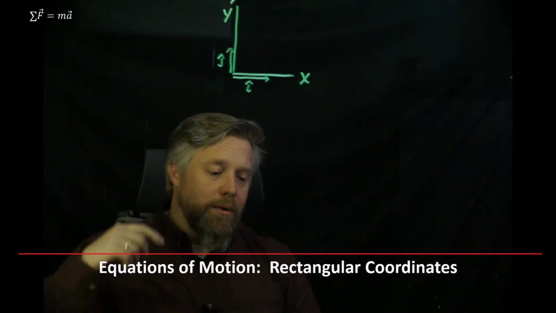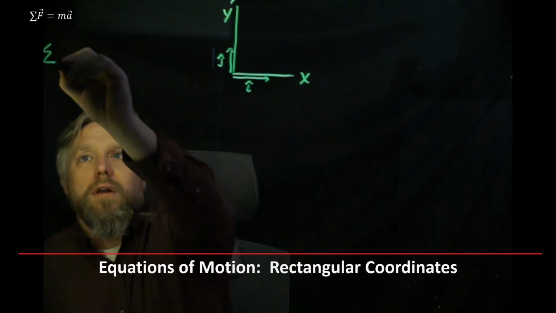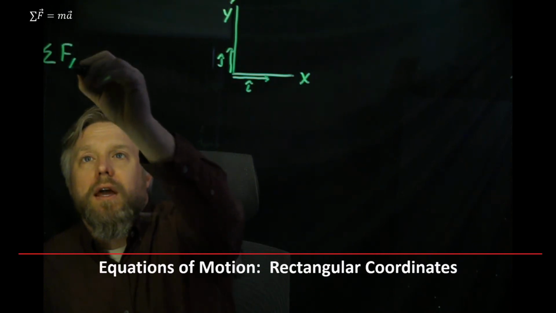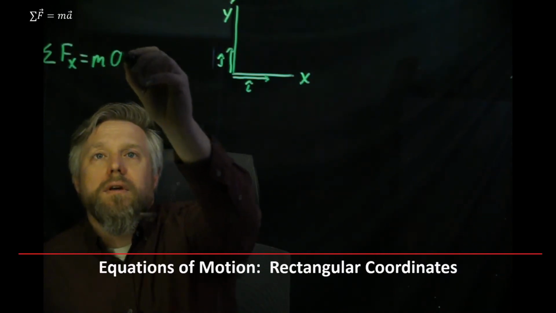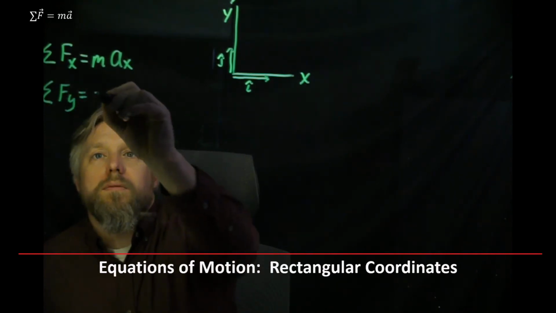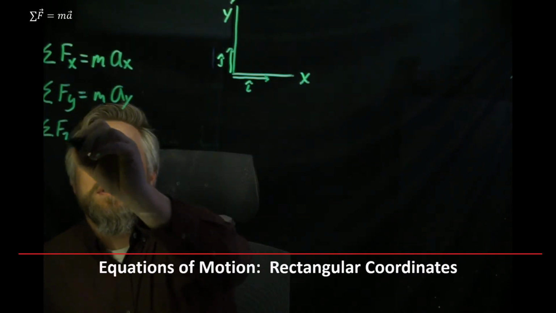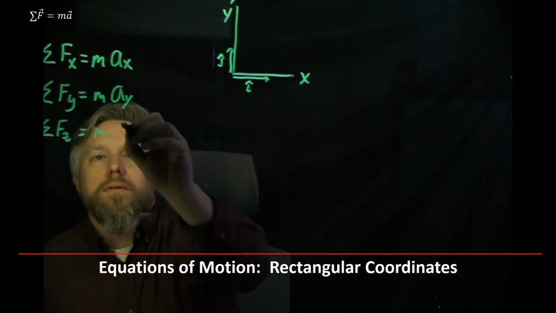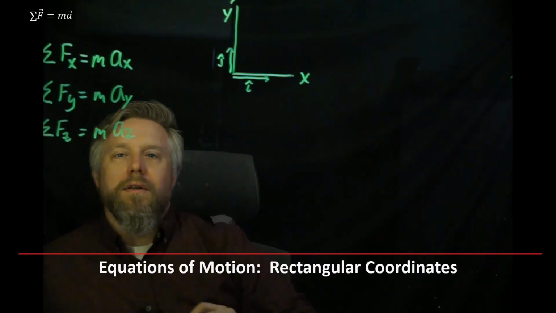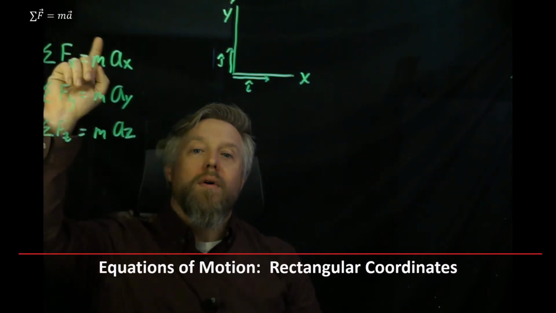We are going to do the same thing here with our vector. The sum of the forces as a vector is really going to break out into three different equations. The sum of the forces in the x direction is equal to mass times acceleration in the x. The sum of the forces in the y direction is equal to mass times acceleration in the y. And the sum of the forces in the z direction, if we're in 3D, is equal to mass times acceleration in the z direction. So we have three scalar equations that came from our one vector equation.